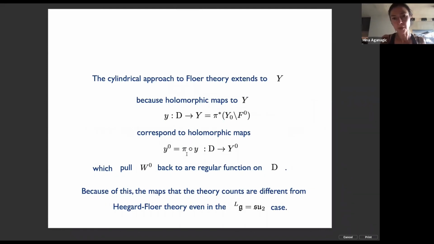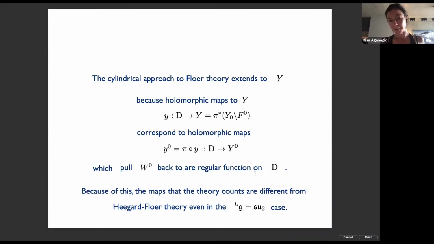In the cylindrical approach to Floer theory, the cylindrical approach extends to Y because holomorphic maps to Y correspond to holomorphic maps to Y naught, which is just the product of symmetric products, which pull W naught back to a regular function on D. Okay, so in other words, the maps to Y are a restricted subset of maps to the product of symmetric products. Those for which W naught pulls back to a regular function on the domain.